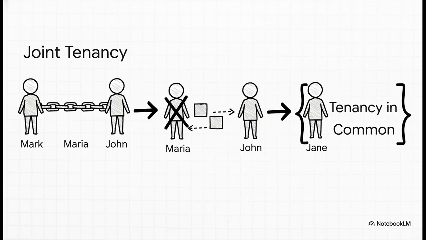Here's the deal. Joint tenancy has that special feature called the right of survivorship. So when Mark died, his share didn't go to his heirs. It was automatically absorbed by the other joint tenants, John and Maria. Simple enough. But the magic of joint tenancy gets broken the second an owner sells their share. When Maria sold her part to Jane, it completely shattered that original setup. So now, John and Jane are just regular tenants in common. That whole right of survivorship thing, gone.